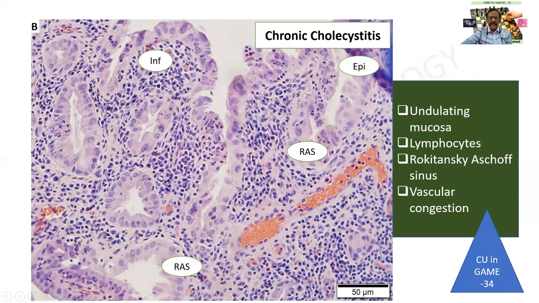This is yet another slide. I find the mucosa thrown into folds lined by columnar epithelium, a lot of inflammatory cells, lymphocytes predominantly. And here also I am finding a Rokitansky-Aschoff sinus. So what are the points in favor of your diagnosis? Undulating mucosa, lymphocytic infiltrate, Rokitansky-Aschoff sinus, and congestion of the blood vessels.